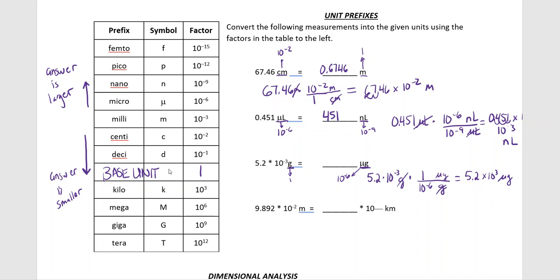Once again, we're going from the base unit to micro. So our arrow is going up. We would expect our answer to be larger than our starting point. And in fact, that's what we get. We get 5,200 micrograms.